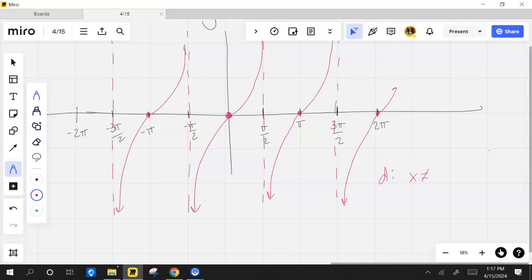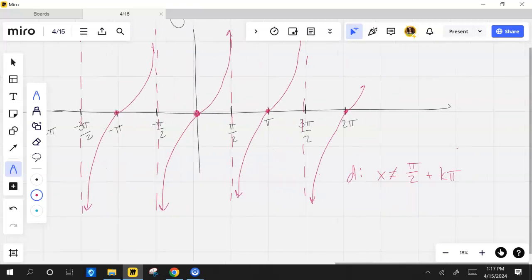And I'm going to do this the same way I did those x-intercepts before. Pi over 2 plus k pi, where k is an integer, right? That's where my asymptotes are happening. Here. Skip it, go a pi. Skip a pi. You see what I'm saying?